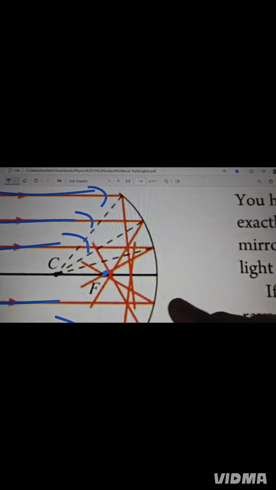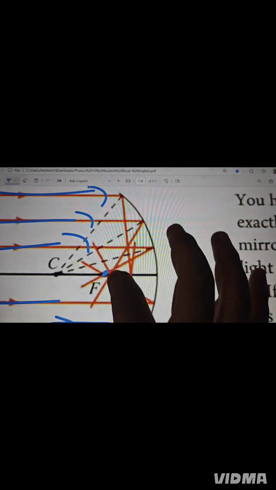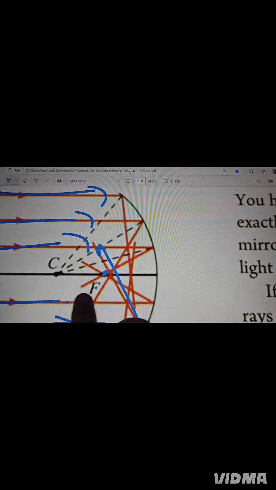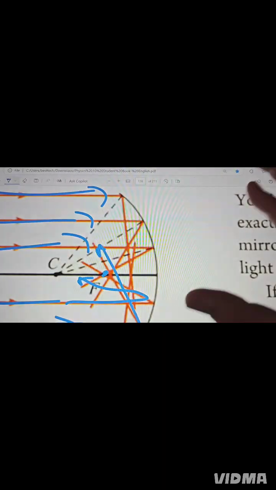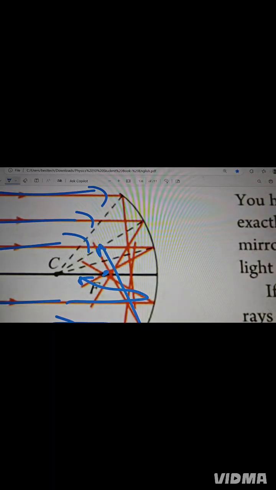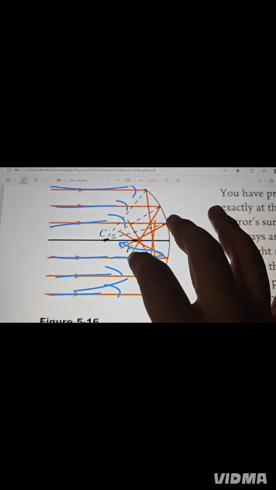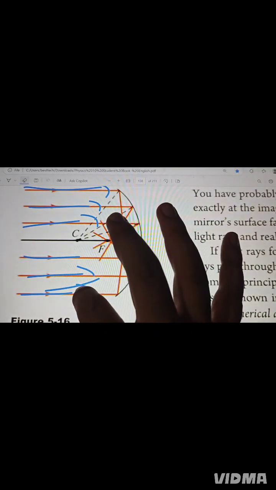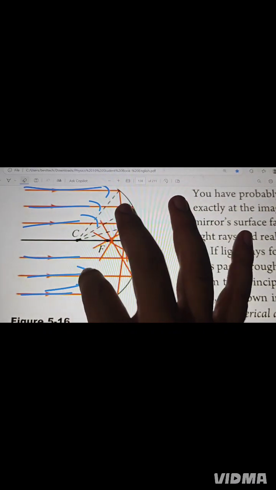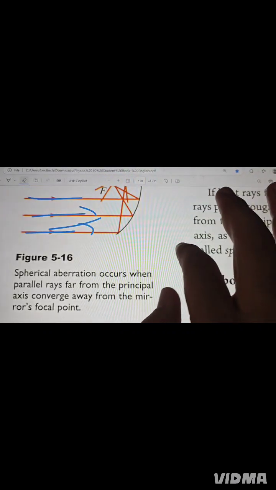If you notice, this light came in that direction, then it reflects back in this direction. The other ones reflect back in that direction. So all of them, when they are reflecting back, are not going through the focal point at the same time. This is a problem, and this problem is called spherical aberration.